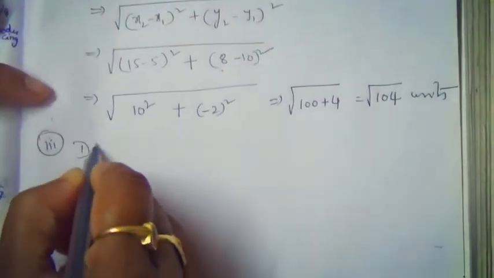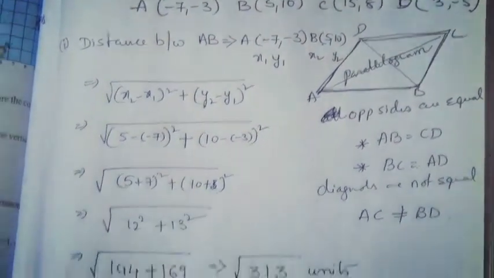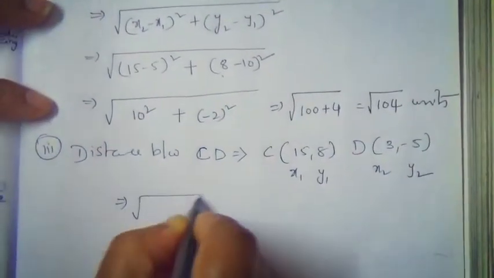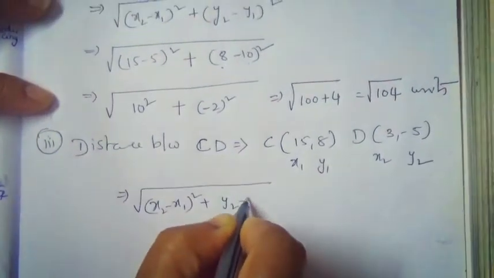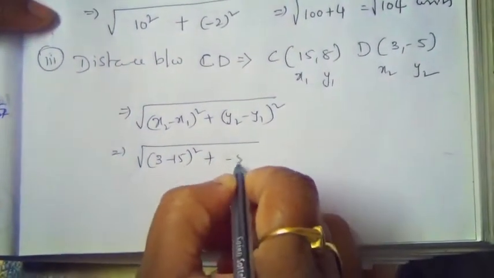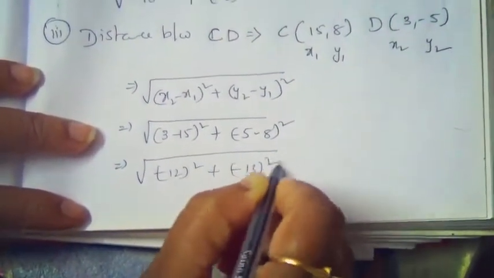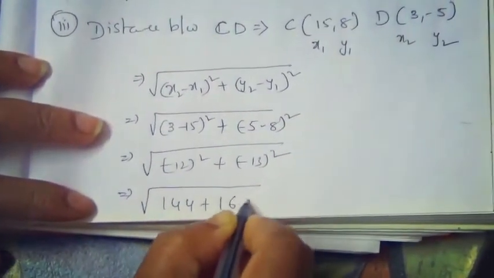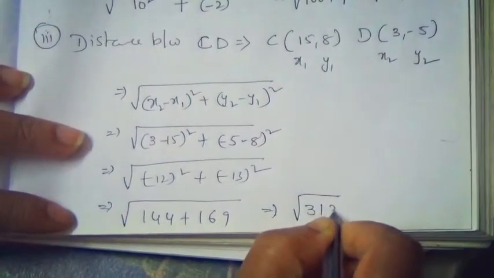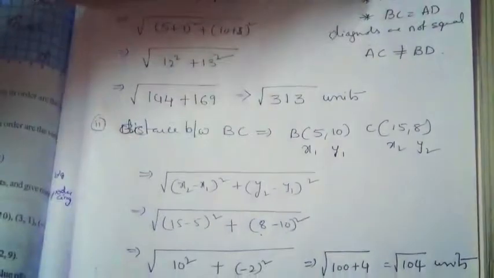Third one, that is the distance between C, D. What is C? (15, 8). What is D? (3, -5). Let us take these values as x1, y1, x2, y2. What is the formula of distance? Square root of (x2 minus x1) whole square plus (y2 minus y1) whole square. What is x2? 3 minus 15 whole square plus y2, that is -5 minus 8 whole square. That implies square root of (-12) whole square plus (-13) whole square, square root of 144 plus 169. When you add these two, that is equal to 313 units. Just like the first one, right? These two are opposite sides. Look here, AB is equal to CD is proved. Now we have to check AD.